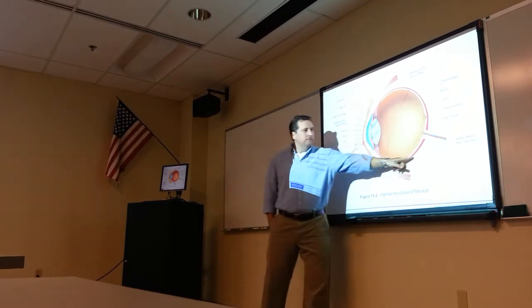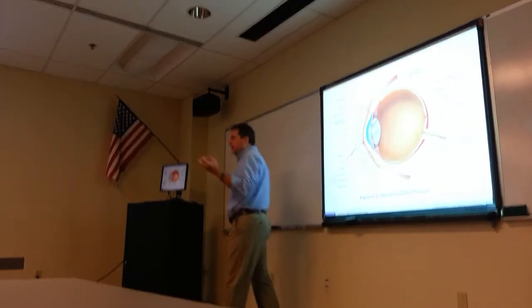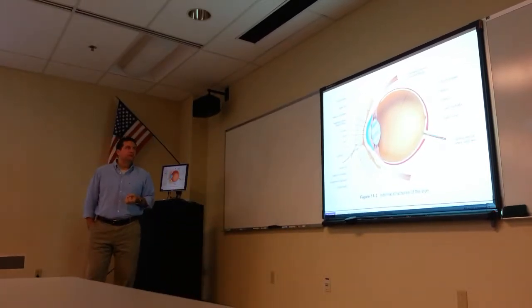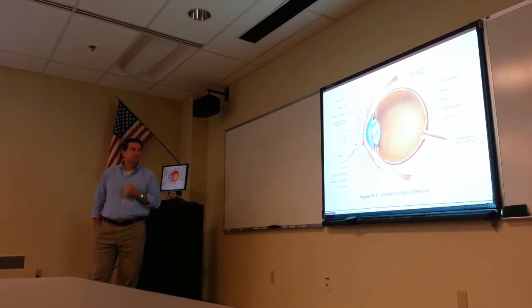The white area, in fact, if you took out an eyeball, you'd notice that most of it is white, shaped like a ball. That is the sclera. You can only see a little bit of it when you look at somebody's eye. You see the whites of their eye. So you can only see a little bit of the sclera.